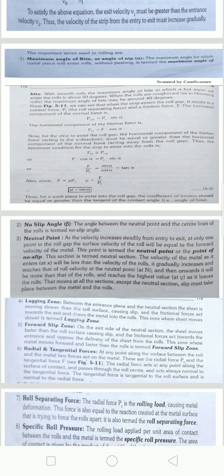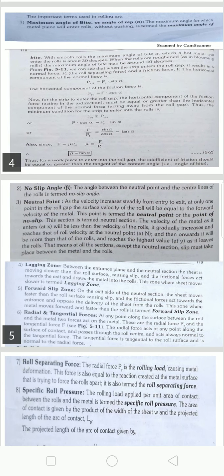Then coming to the forward slip zone: on the exit side of the neutral section, the sheet metal moves faster than the roll surface, causing slip, and the frictional force acts toward the entrance and opposes the delivery of the sheet from the rolls. This zone where the metal moves forward faster than the roll is termed as the forward slip zone.